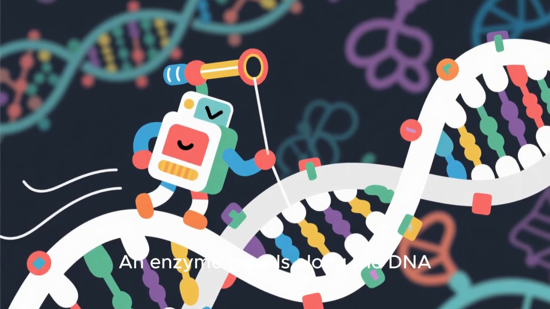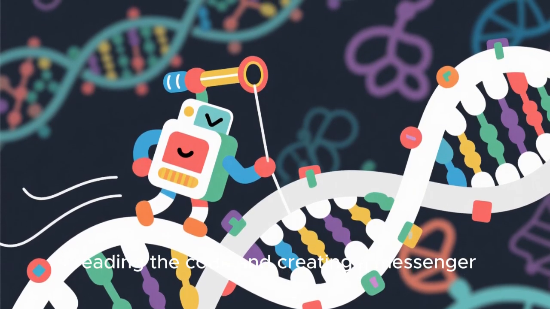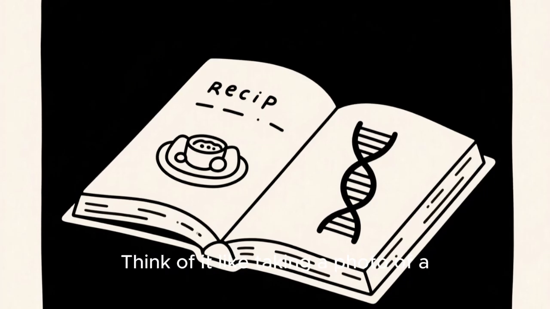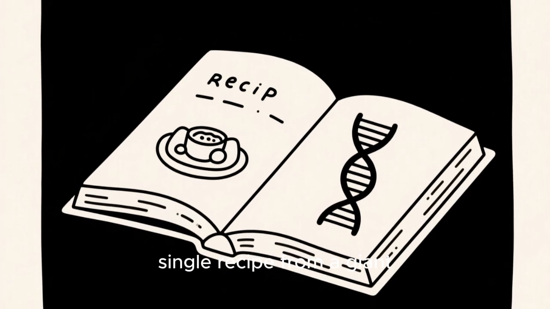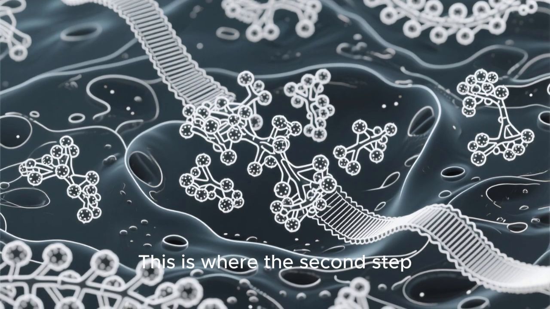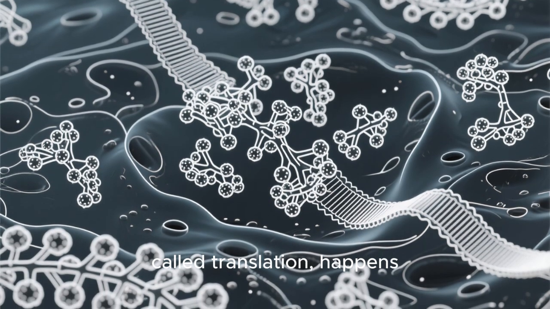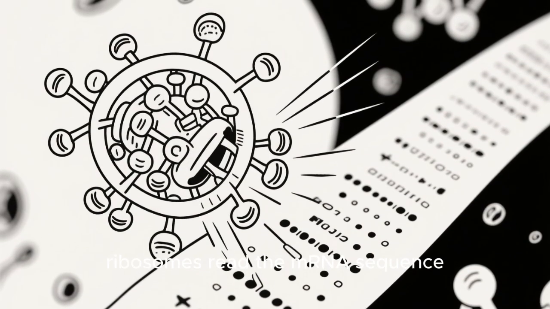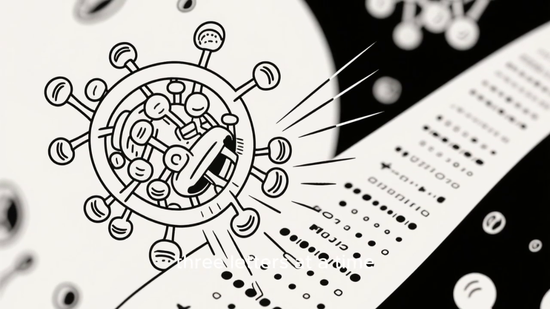An enzyme travels along the DNA, reading the code and creating a messenger RNA, or mRNA, strand. Think of it like taking a photo of a single recipe from a giant, precious cookbook that can't leave the library. This mRNA molecule then leaves the nucleus and travels out into the cytoplasm. This is where the second step, called translation, happens. Here, cellular machines called ribosomes read the mRNA sequence, 3 letters at a time.